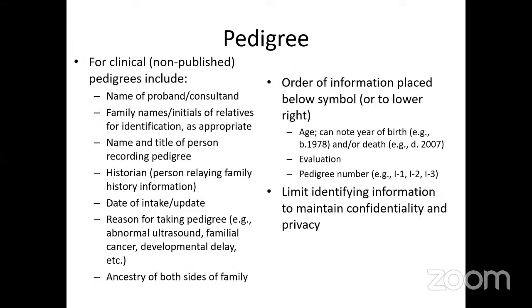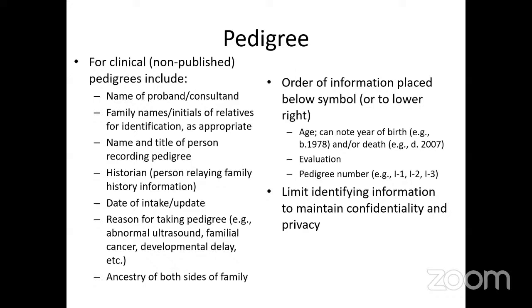For others, you need to have family names or initials as appropriate for identification. You should also register the name and title of the person who is recording the pedigree. For example, if I am recording a pedigree, I have to write my name and my designation and then the date. And the historian, who is giving the information, is it reliable or not reliable? We all know about this.